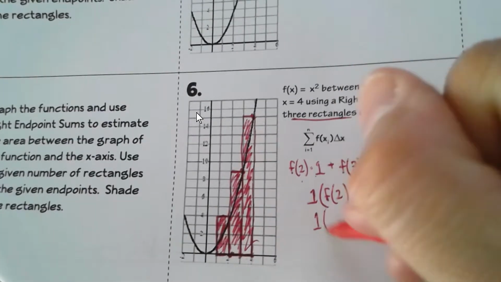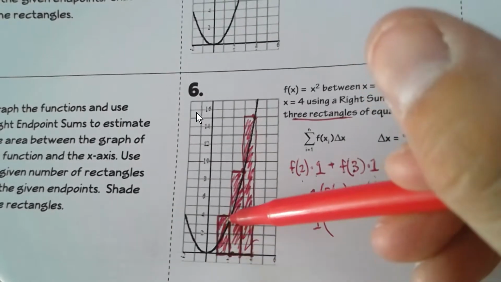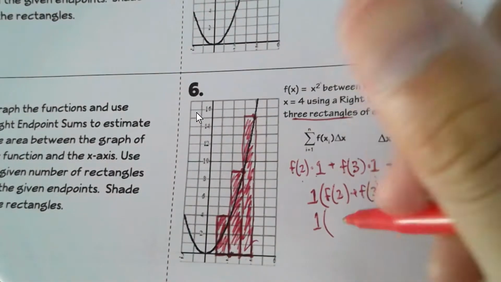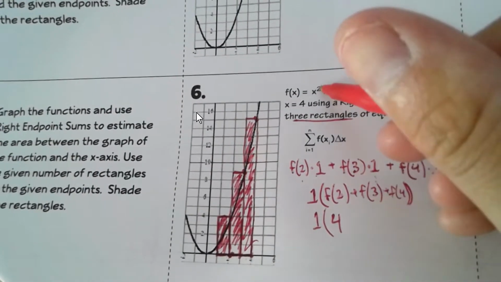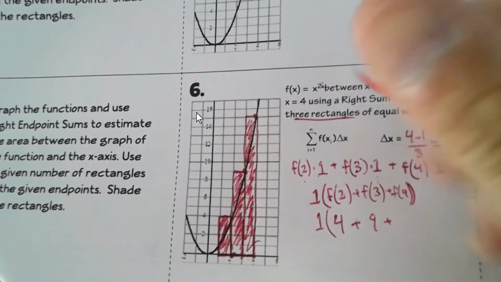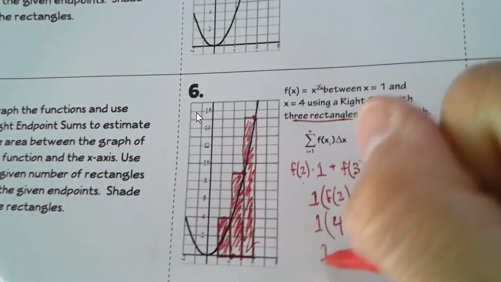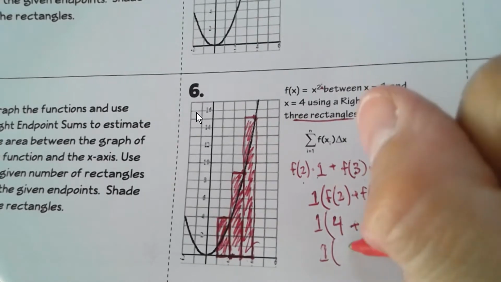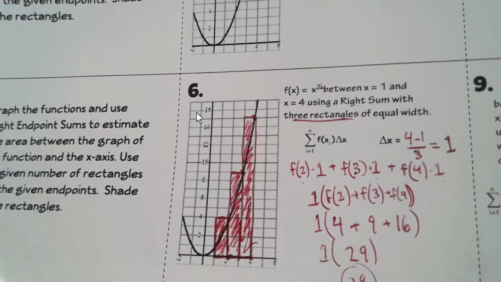And then you can either go by f of 2, you can eyeball the height, or you can plug 2 into x squared. So 2 squared is 4, 3 into x squared is 9, and 4 into x squared is 16. I will add those up together: 4 plus 9 plus 16. I think I got about 29. Is that about right? Did you guys get that?